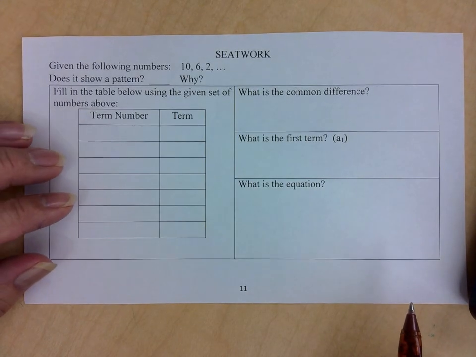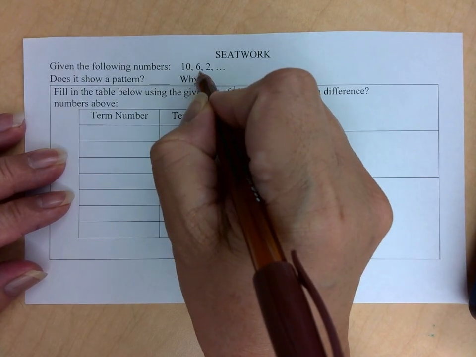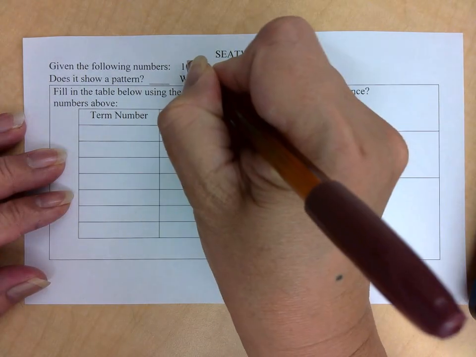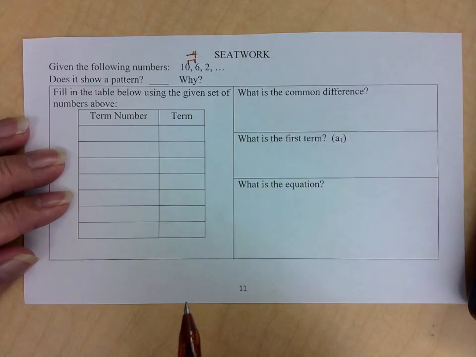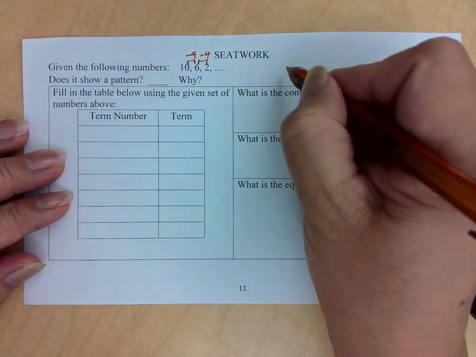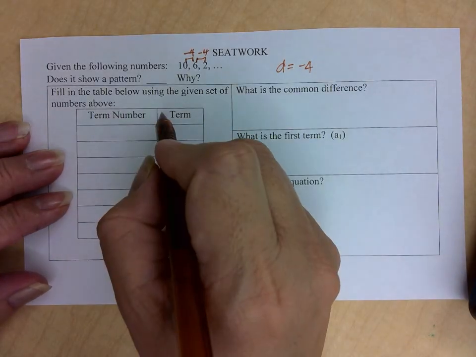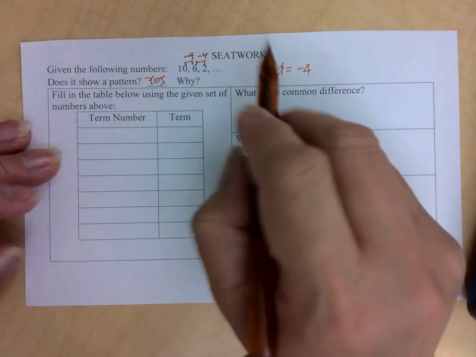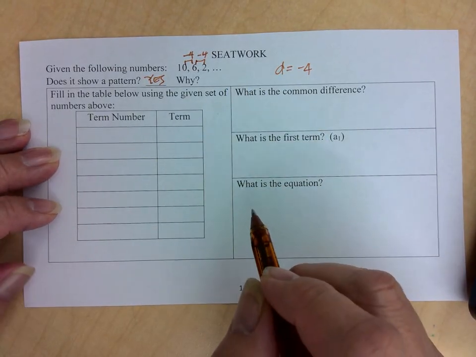It's decreasing. Okay, so 10, you decrease it by 4, so it is 6. When we say decrease, the pattern now is you subtract 4. How about 6 and 2? Also. So our d now is negative 4. Now, does it show a pattern? Yes. Why? Because it's the same d all throughout, even if it happens to be negative 4.